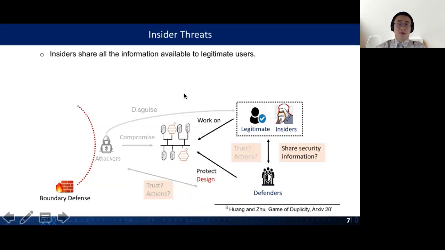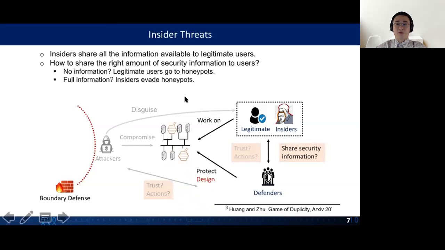So the problem is how to share the right amount of security information when both types of users can know the information completely. If we share no information, legitimate users go to honeypots. And if we share full information, insiders evade honeypots. We design an overt deception mechanism to solve this dilemma.